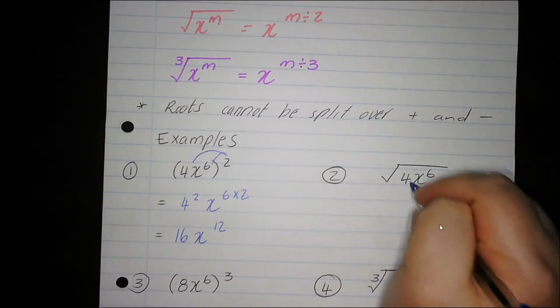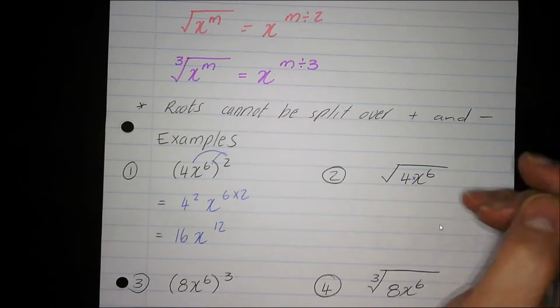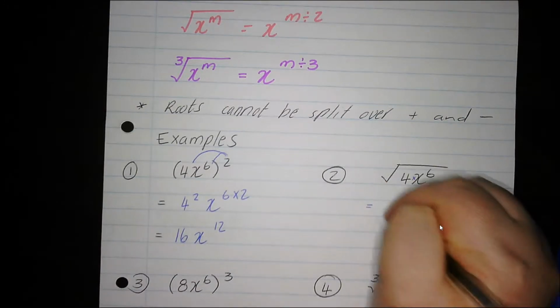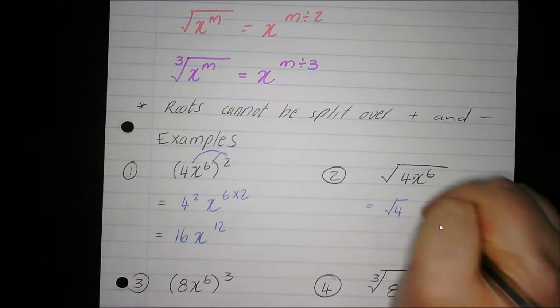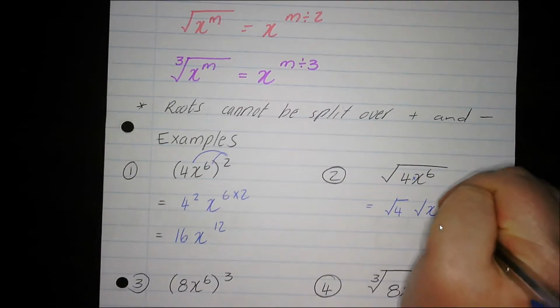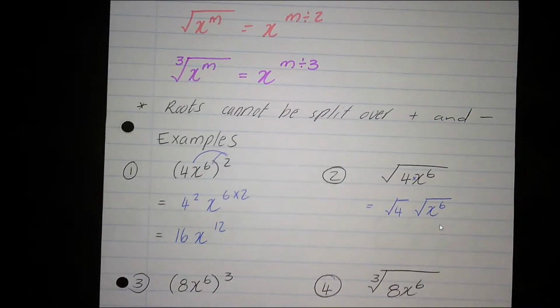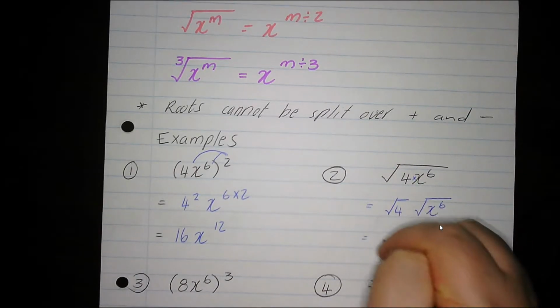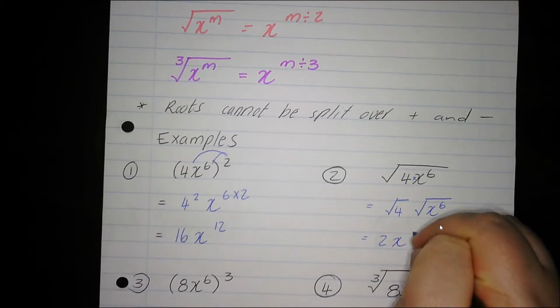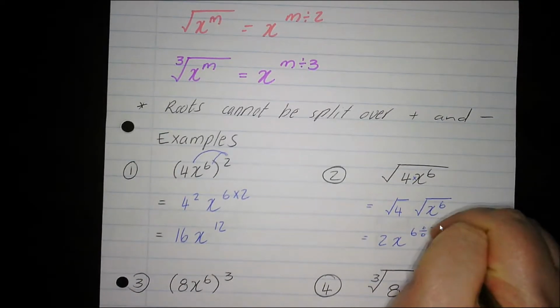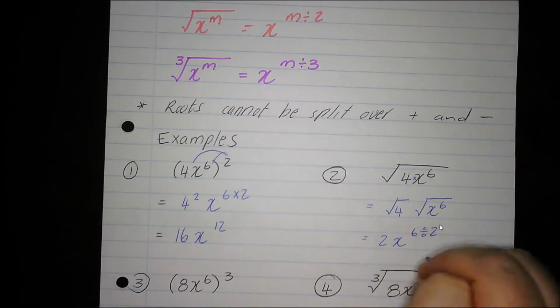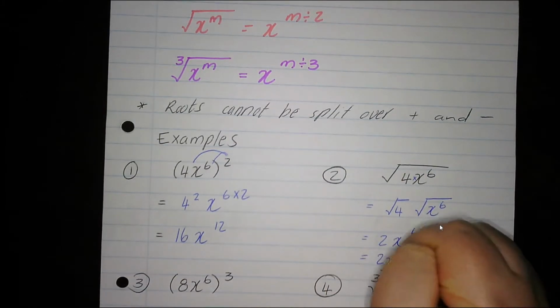There's an invisible multiply here, so we can split the root up over the 4 and over the x to the power 6. That gives us 2, and we divide the exponent by 2 as per our rule. That's going to give us 2x to the power 3.